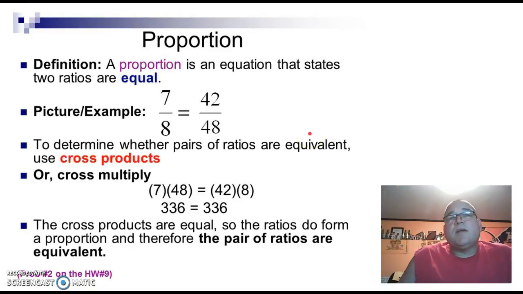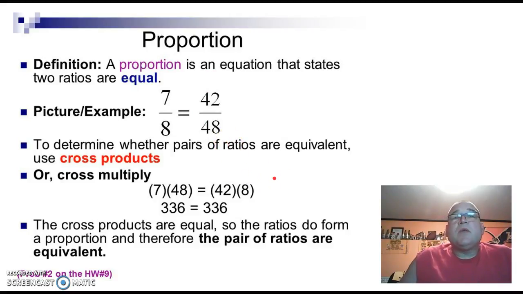Now, what we're going to talk about in today's lesson is a proportion. And a proportion is an equation, so it's going to have the equal sign, that states that two ratios are equal. For example, 7 to 8 equals 42 to 48. That is a proportion. Two ratios, 7 to 8, 42 to 48.